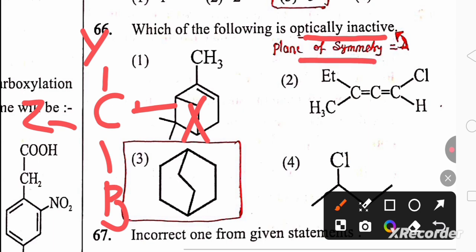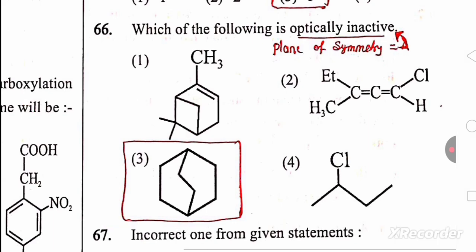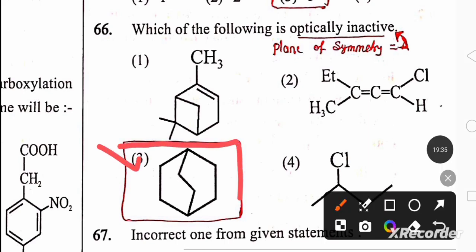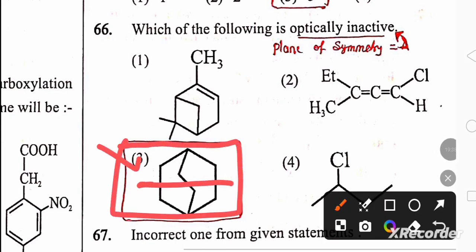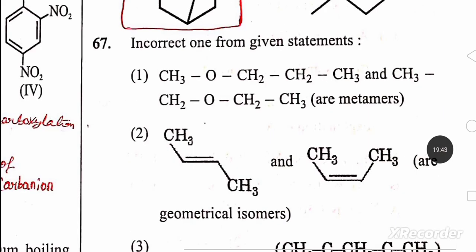So wherever you find a chiral carbon in a compound, and plane of symmetry is not there, that is optically active. So wherever you are finding chiral carbon atom, that is optically active, and wherever you are not finding plane of symmetry, that is optically active. So among the given 4 options, as we can clearly see, in option 3 it does not have chiral carbon and it is having a plane of symmetry also. So option 3 is optically inactive. Let us go to the next question.